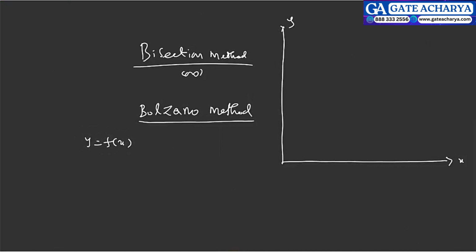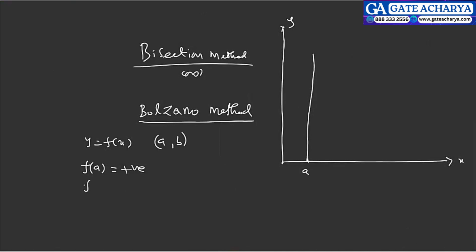First we take the points, a and b. So first we substitute a: what is f of a? Suppose f of a is positive. When you substitute a into the function f, that value is positive. Positive means the line or curve is moving in the upward direction.